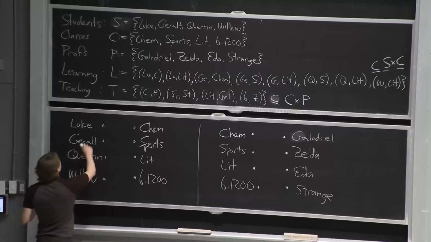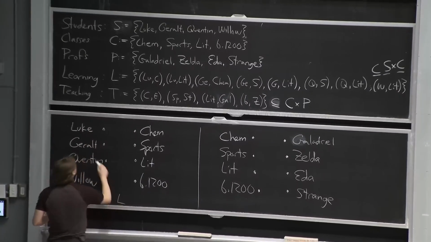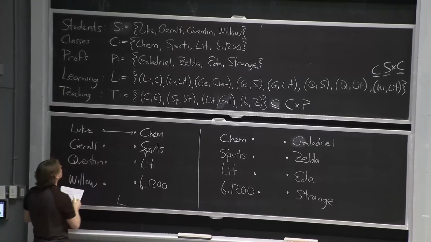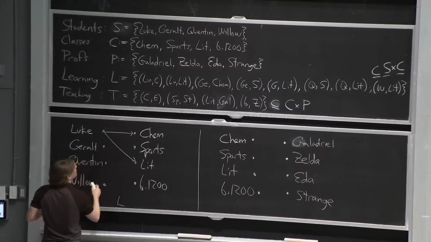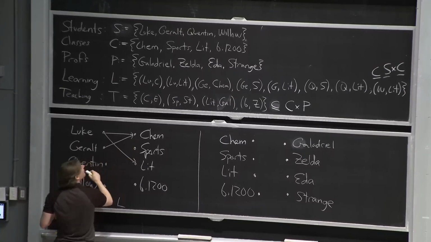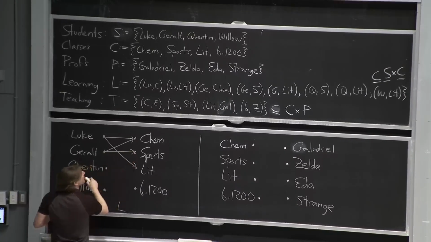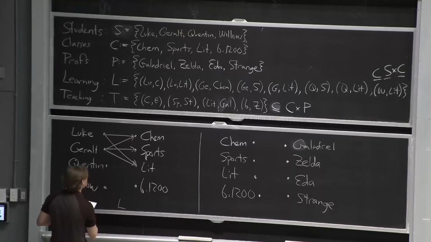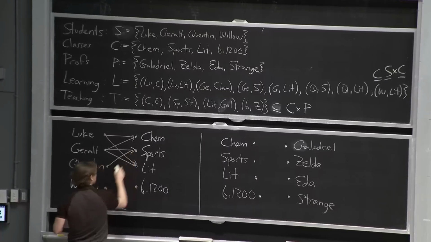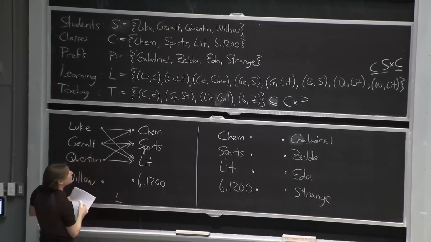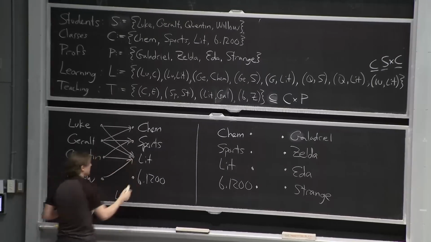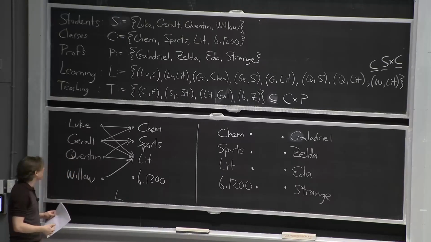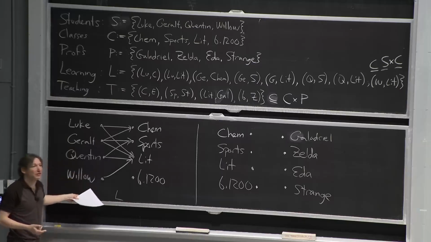So we already said, here we have the learning relation, L. We said Luke is taking chemistry, and I'm going to draw it with a directed arrow. Luke is also taking literature. Geralt is taking chemistry and sports, and also literature. Then Quentin is taking sports and lit. And Willow is taking lit. And apparently no one is taking 61200 at this magic school. Shame for them. But this is a very clear representation in my mind.